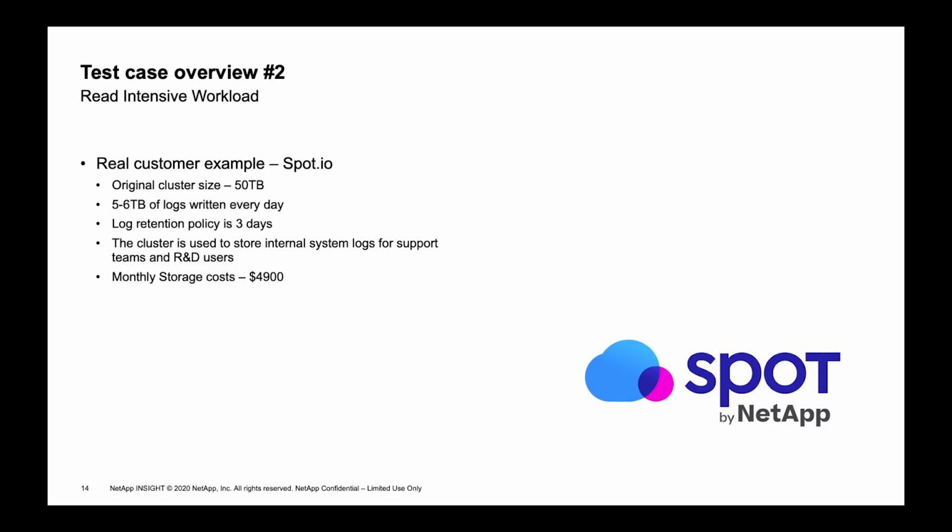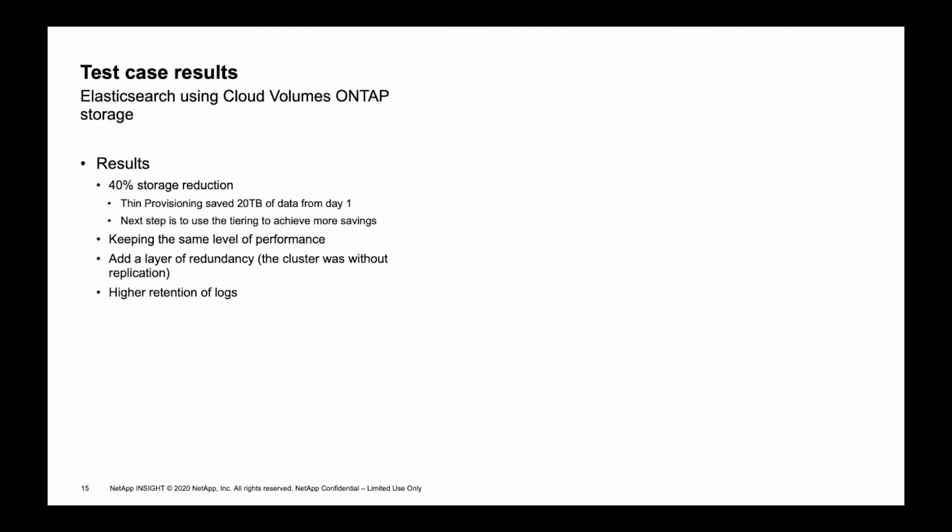After migrating the cluster to CVO, we saw a substantial cost savings. So let's see the results. By leveraging the thin provisioning capabilities that Aviv mentioned earlier, we were able to save them 40% of the storage footprint by keeping them on the same IOPS level that they needed.